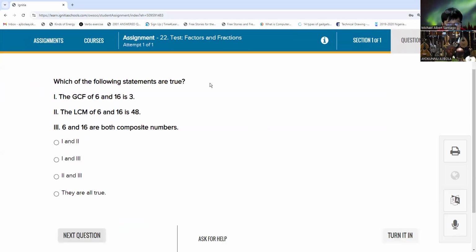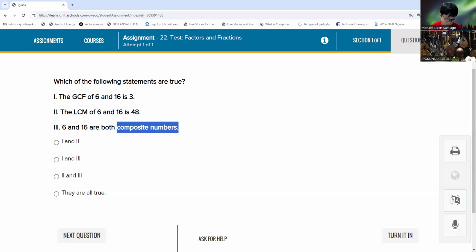Then the next one. Which of the following statements are true? The GCF of 6 and 16 is 3. In fact, 3 cannot even divide 16, so that one is a false statement. The LCM of 6 and 16 is 48. 6 can go in 48, and 16 can go in 48. I think that makes sense, okay? Then 6 and 16 are both composite numbers. Is that true?